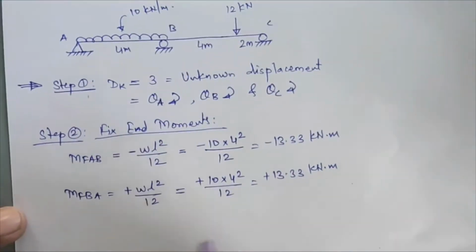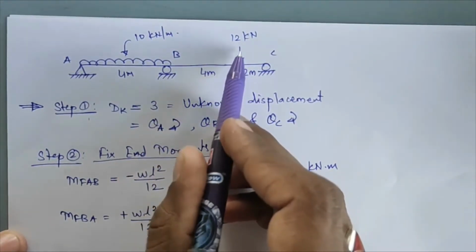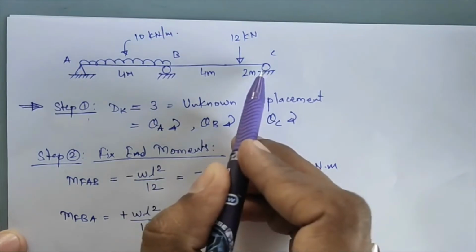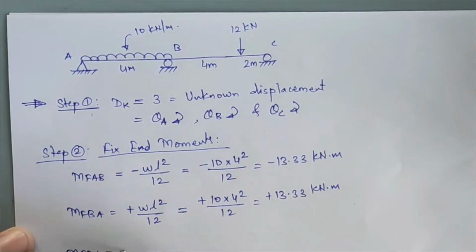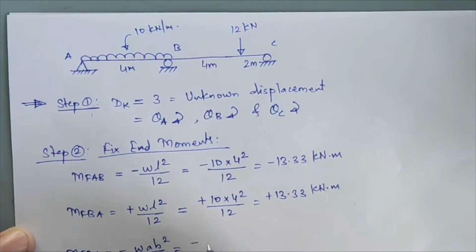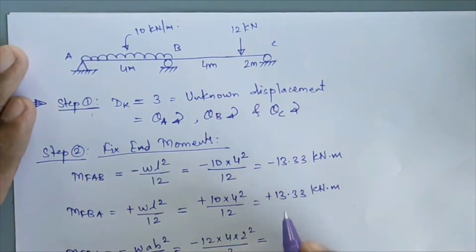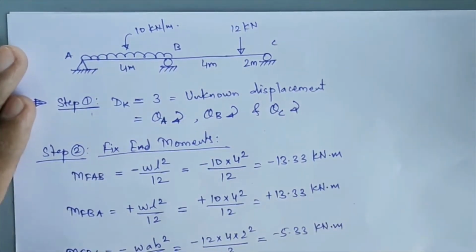Considering both joints as fixed, we'll calculate the next fixed moment, MFBC. The loading in span BC is a point load of 12 kilonewton at a non-central position, that is 4 meter from B and 2 meter from C. So MFBC is equal to minus W a b square divided by L square, where a is 4 meter and b is 2 meter. That is minus 12 into 4 into 2 square divided by the total length 6 square. That comes equal to minus 5.33 kilonewton meter. You can calculate and verify this.